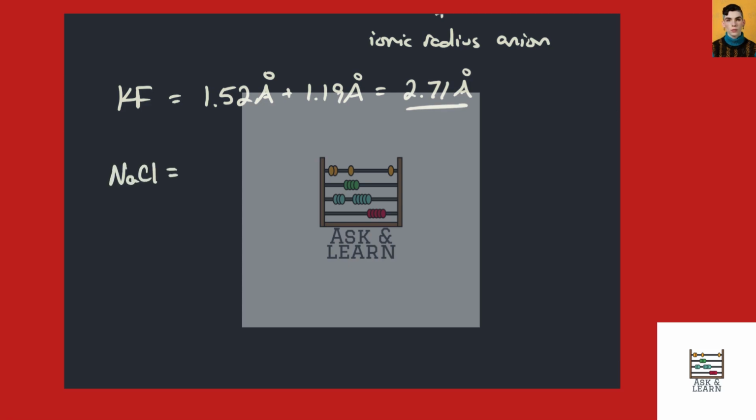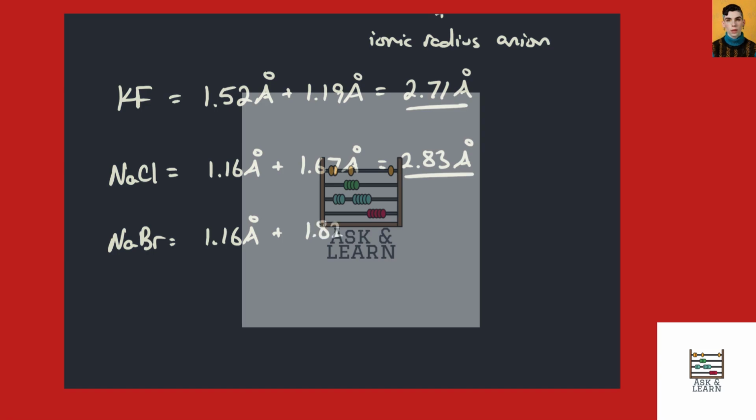For NaCl, the ionic radius of Na plus is 1.16 angstroms. The ionic radius of Cl minus is 1.67 angstroms, and this will yield a cation-anion distance of 2.83 angstroms. For NaBr, the ionic radius of Na plus is 1.16 angstroms, Br minus is 1.82 angstroms. This would yield a cation-anion distance of 2.98 angstroms.